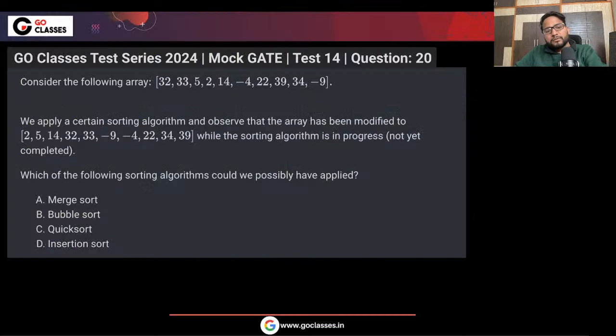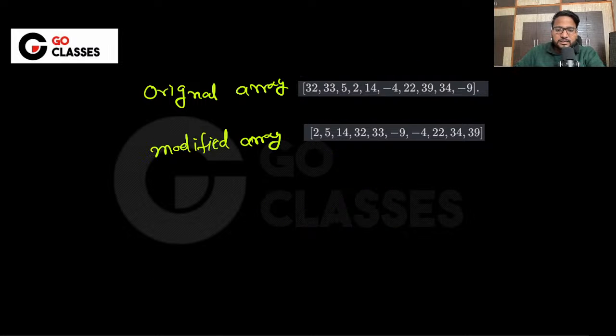What about the other sorts? Bubble sort. Let's just check if bubble sort can get it. Bubble sort says that you need to compare these two, and whichever is lesser, if you want to sort in increasing order, you will keep it on the left. So you will compare these two, and whichever is lesser you will keep on the left. Now 32 and 33 will be compared, and 32 will remain on the left, and then 5 will come. So basically 32 and then 5 will come.